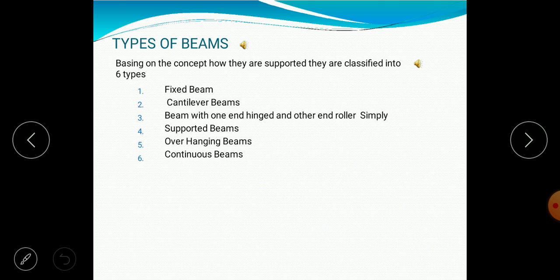So these are the 4 different types of supports. Next we have to discuss types of beams: fixed beam, cantilever beam, beam with one end hinged and other end roller supported, overhanging beams, continuous beams. First, we will discuss fixed beam.